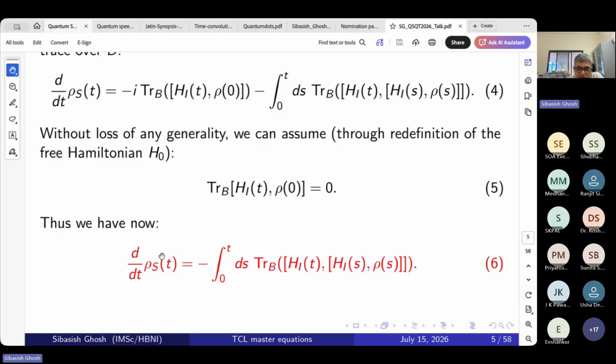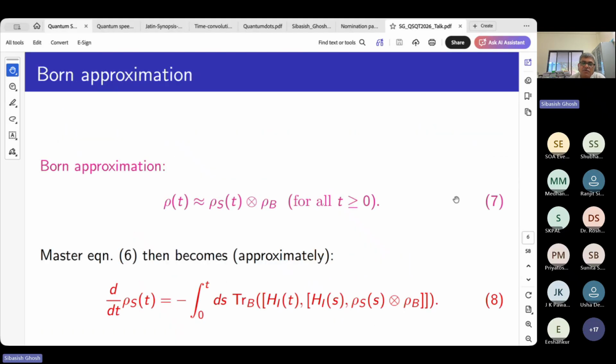So this is the time derivative of the system density matrix, and that is what we want to see. Now you start with an assumption. This is called the microscopic derivation of the GKSL master equation. You assume that the time evolved state of system plus bath, equation 7, is approximately equal to the time evolved state of the system tensor product a fixed state of the bath, rho b, and this is assumed for all t greater than or equal to 0.